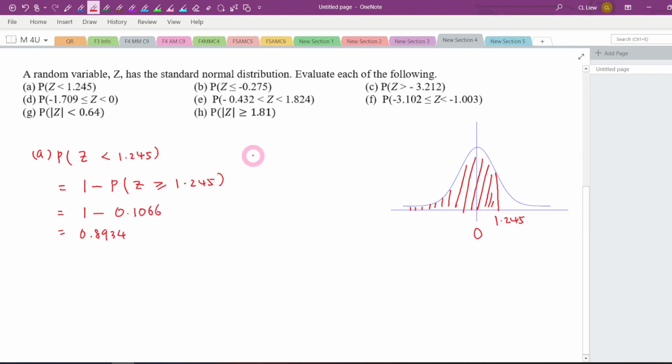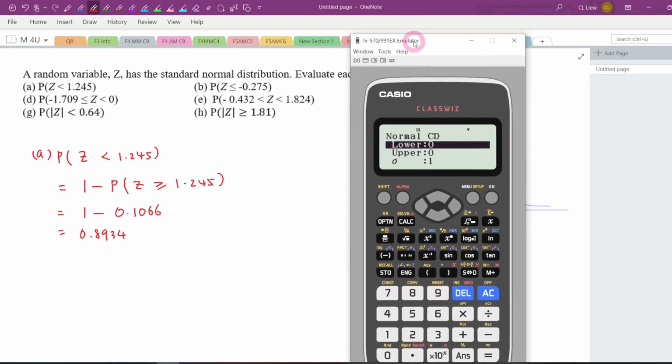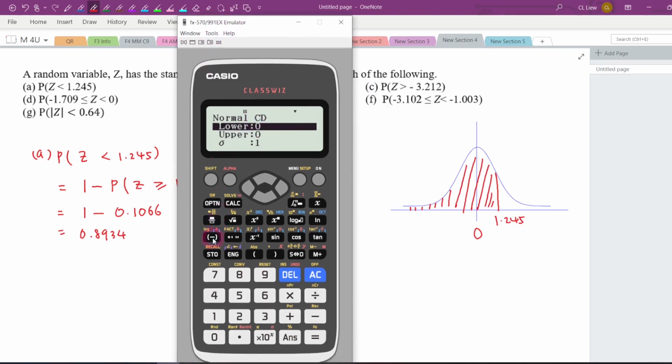So let's say if you want to use your calculator, you can do it this way. Press menu and search for distribution, normal cumulative distribution, second one. Okay, so the lower, look at this graph. This graph extends indefinitely to the left, right? So lower, you just give a really small number. So let me key in -9 times 10 power 99. Okay, and the upper limit here is 1.245.